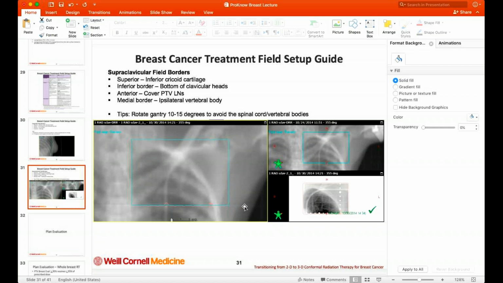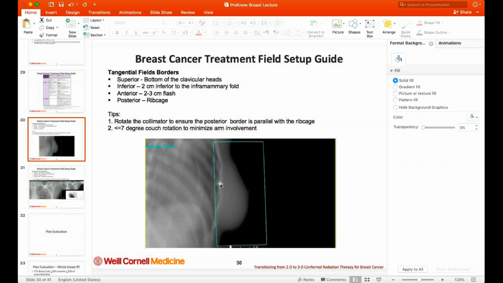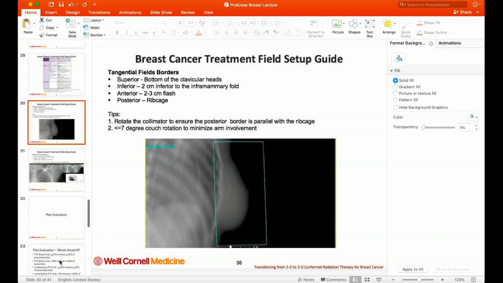And you want to make sure that, again, the supraclavicular field rotates by 10 to 15 degrees. You also want to make sure there isn't divergence of your tangent fields. The posterior border of your tangential fields should be matched so that there isn't divergence into the lungs. So those are just some key points.